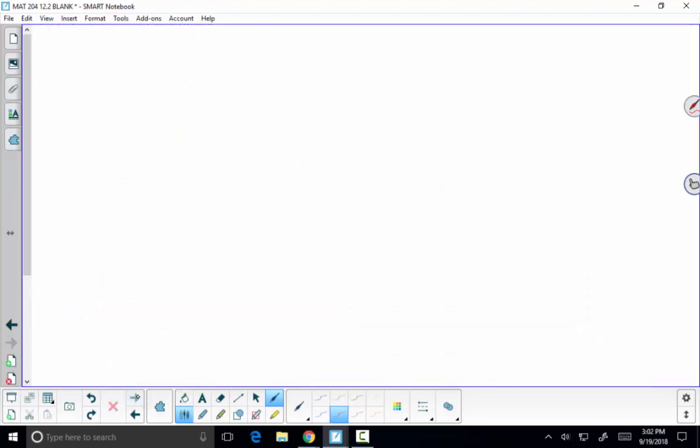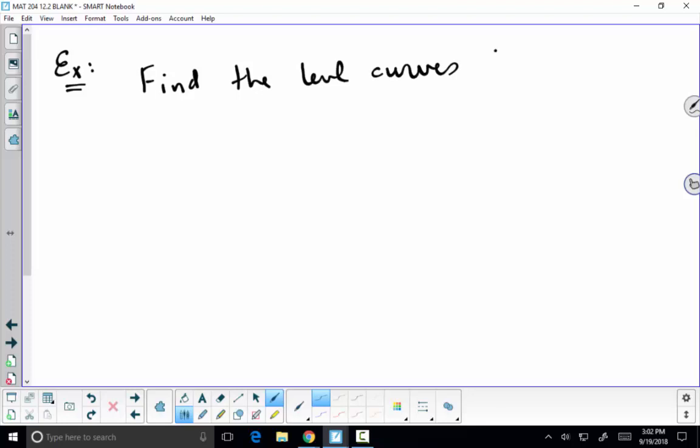All right, so try this one. Find the level curves for z equals x squared minus y squared. All right, so do the level curves for that function.